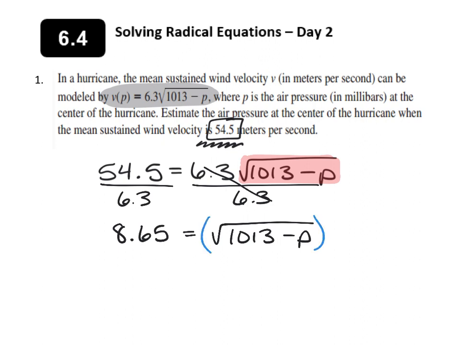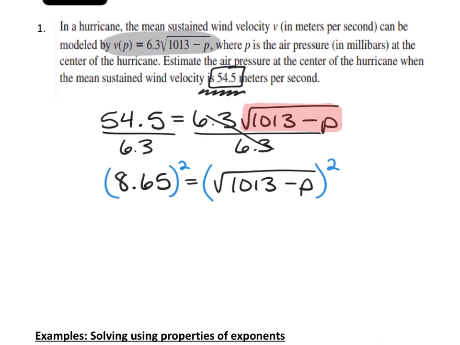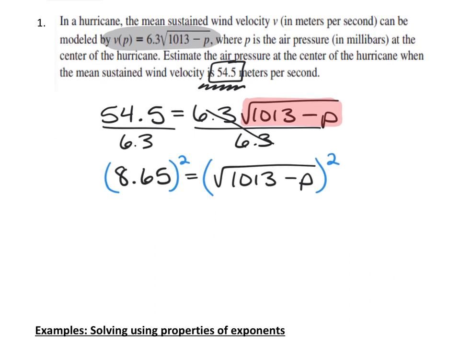Squaring both sides. Fabulous. So we want to take both sides, put them all in parentheses, and then square it. On the right side, the one with the square root, all that's going to happen is that our radicand, the stuff underneath the radical sign, is going to pop out, because square root and square are inverse operations, so they cancel each other out. And then I just need to know what 8.65 squared is.